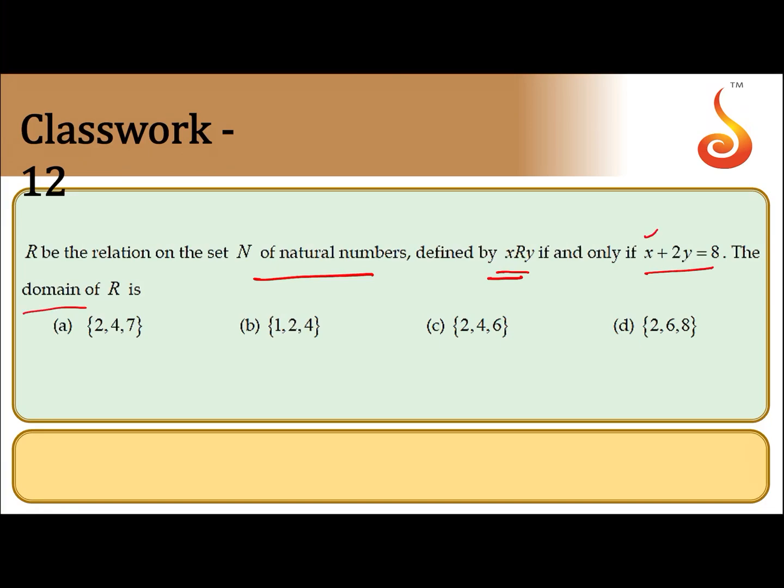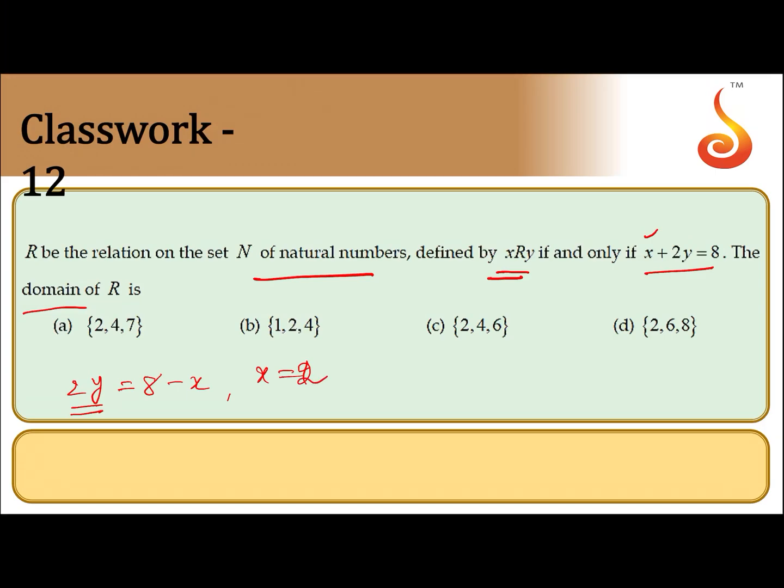Since x is a real number satisfying the condition, I would consider 2y equals 8 minus x. Now let me take up the x values. When x is equal to 1, how much is the y value? Y cannot be possible. Why? Because 2y is an even number. Therefore, you must subtract only the even numbers.